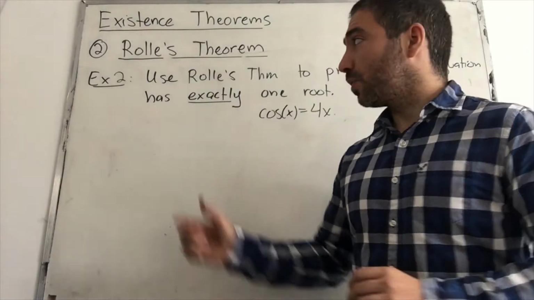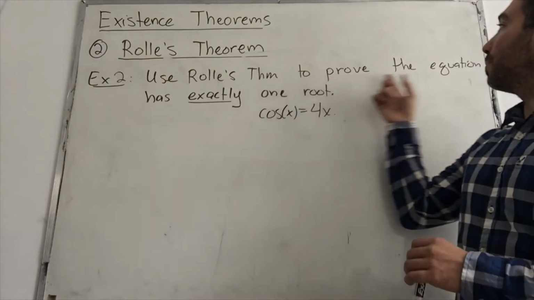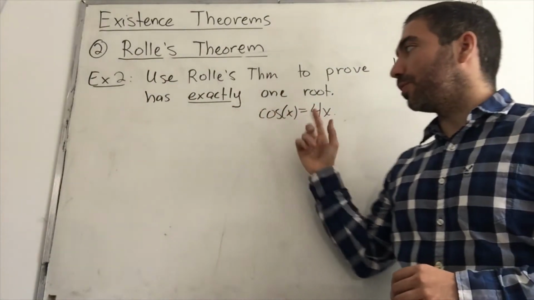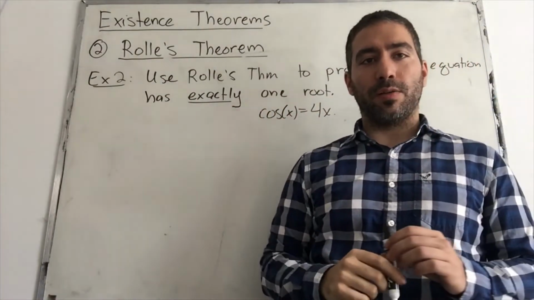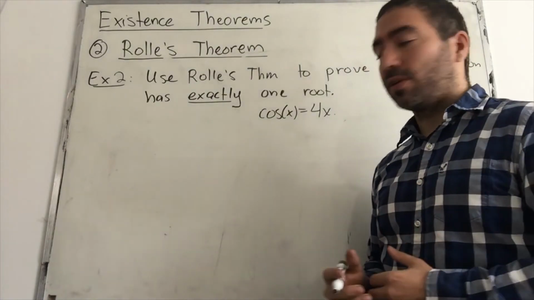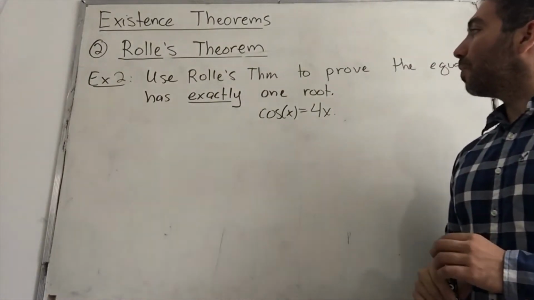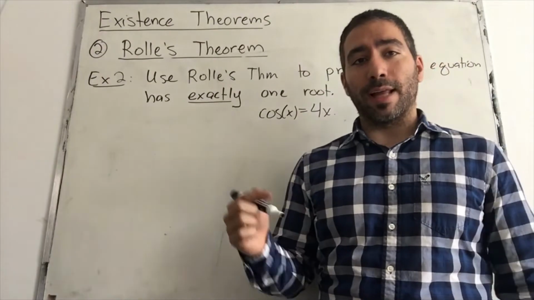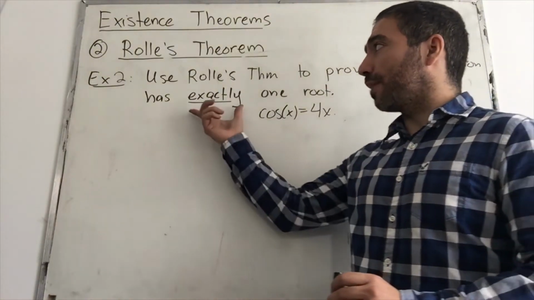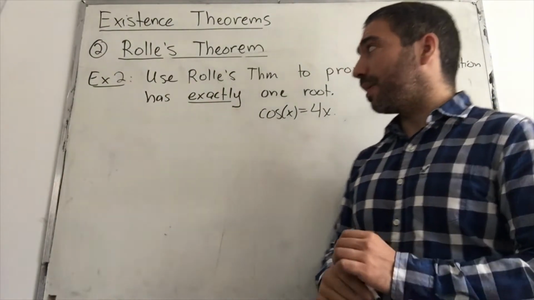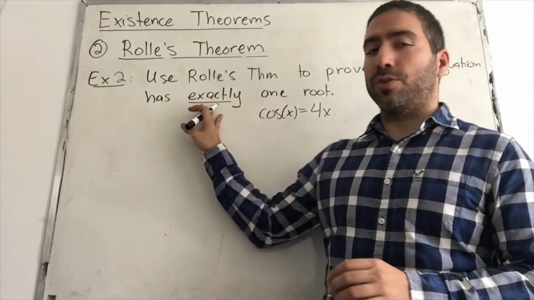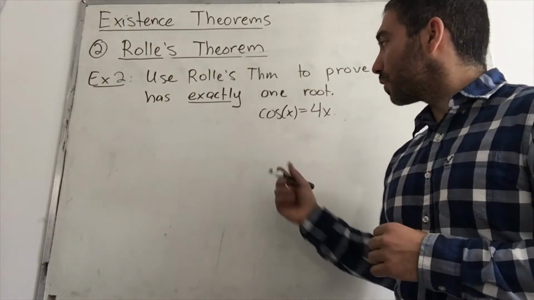Okay. So in this next example here, it says to use Rolle's theorem to prove the equation has exactly one solution. The equation that's given is cos of x equals 4x. So pause the video, try to see if you could solve this on your own. First things first, we have to show that at least one solution exists. So we have to begin by applying IVT, intermediate value theorem, and then we'll apply Rolle's theorem to show that exactly one solution exists. So let's go ahead and do that.